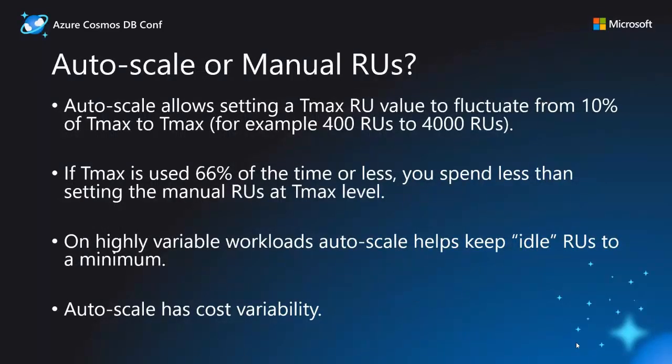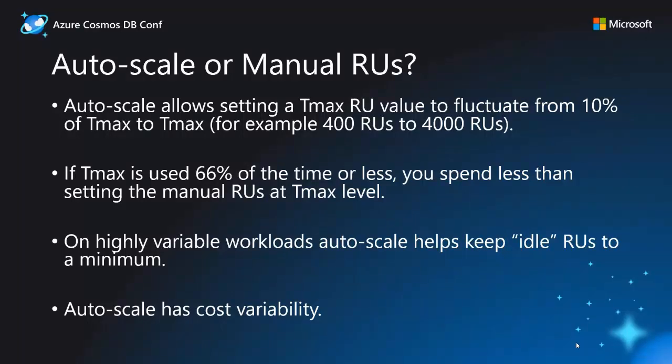Auto-scale allows you to set a max RU value, and then your resources will fluctuate from 10% of that max to the max value. For example, on the screen, I have 400 RUs to 4,000 RUs, right? So you're allowed to fluctuate in that range. Now, if that max, in the example 4,000, is used 66% of the time or less, then you actually spend less by using autoscale than by setting the manual RUs at the Tmax level.